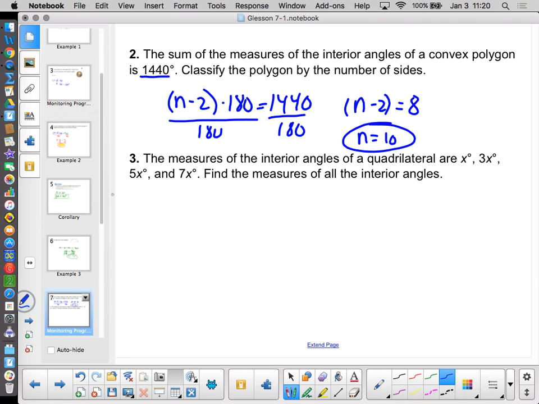The measures are of an interior angle of a quadrilateral: x, 3x, 5x, and 7x. Find the measure of the interior angles. And again, they're not numbers this time, they're all in terms of variables, but it's the same thing. I know that the four angles of a quadrilateral always add up to 360. So that's 10x, 16x is 360. So 360 divided by 16 is 22.5.